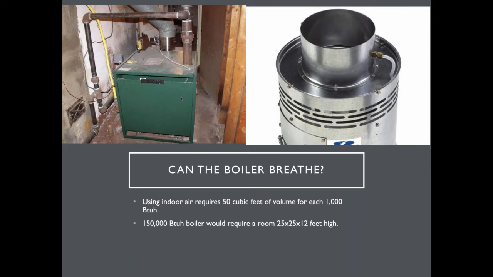So one of the things that we have used, which I like, are these Fields combustion air in a can. You put it on the boiler room floor and run duct from the top of here to the outside, and you wire it in series with the boiler. So when the boiler fires, you bring in the combustion air. It's a whole lot less expensive than trying to bring in air from the outside with a duct or something like that.